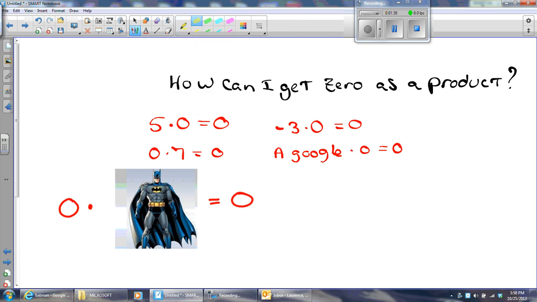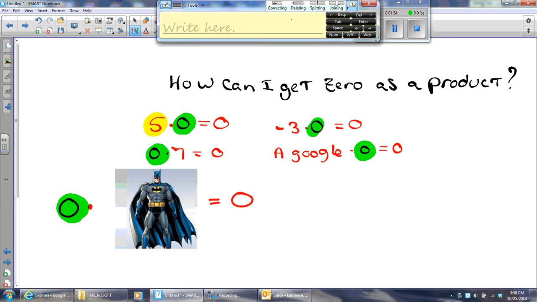Did I say that enough times? Well, Gotham, are you listening? One of the factors must be 0. One of them, not both. They both could be 0, but only one of them has to be 0. Okay, it doesn't matter if it's the first one or the second one. So if one of the factors is 0 and I multiply, I get 0 as an answer, right?